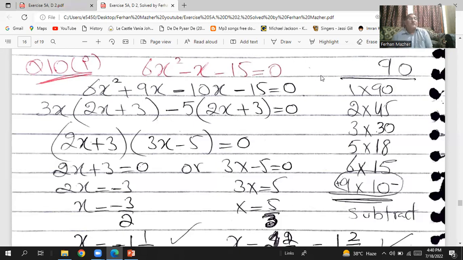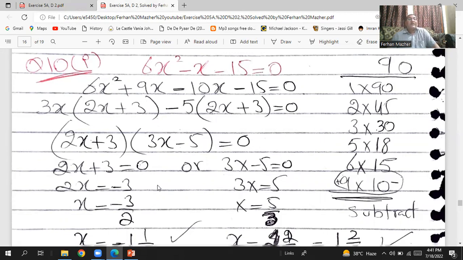From the first two terms here, 3x is common. Take a 3x common. So in the bracket, you are left with the 2x plus 3, bracket close. From the last two terms, you have minus 5 common. So in the bracket, you will have 2x plus 3. So now from here and here, the 2x plus 3 bracket is common. Take that bracket common. So you will have 3x minus 5 in the other bracket and equals to 0.